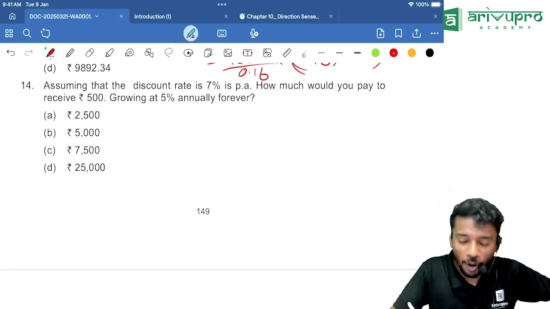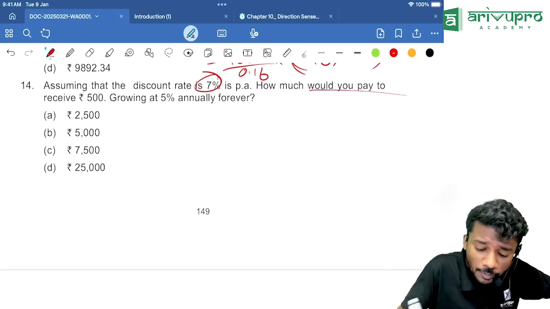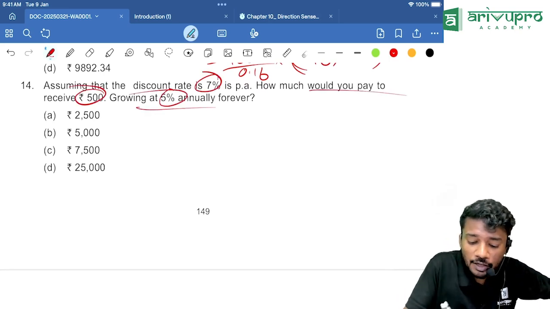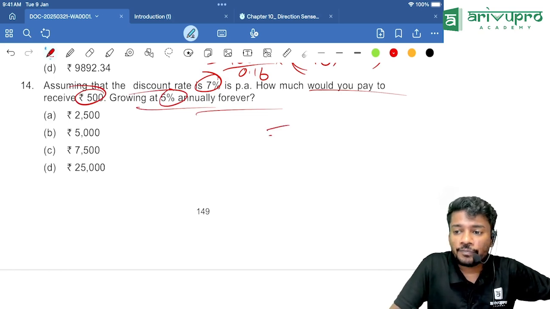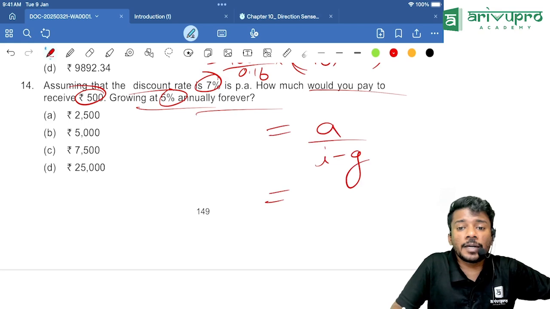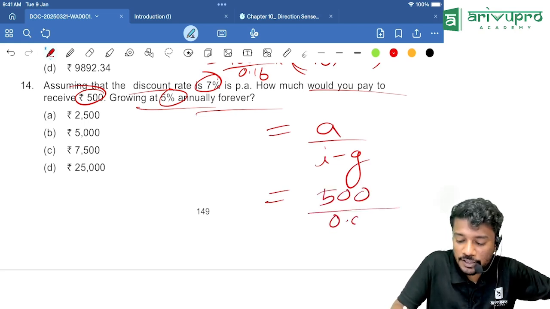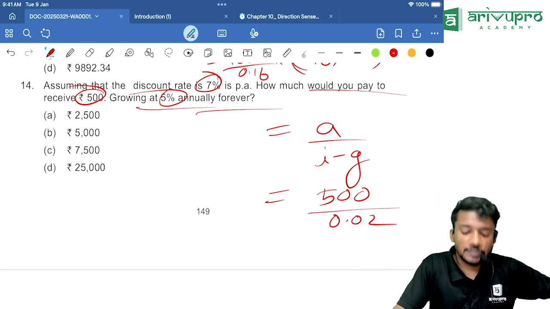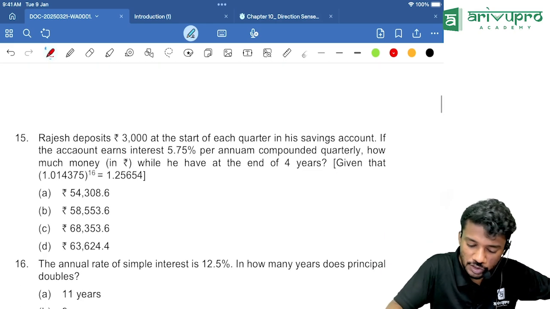What are they asking? Assuming the discount rate is 7%, how much would you pay to receive 500 growing 5% annually forever? What is the formula? Perpetuity is equal to A by I minus G. A is 500, divided by 0.02. How much is it? 25. Option A. Next question.